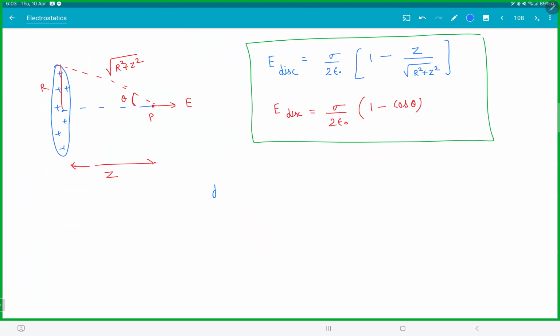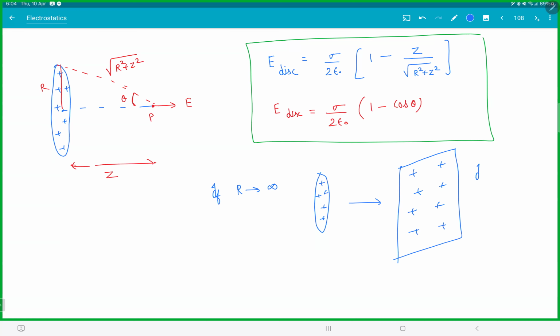Right, Falak. If you make R infinity, the disk suddenly becomes an infinite sheet. Isn't it? It'll occupy the whole space. So there is a never-ending sheet. The disk will never end. Matlab kya? It's an infinite sheet. It's covered everywhere with a big sheet there.